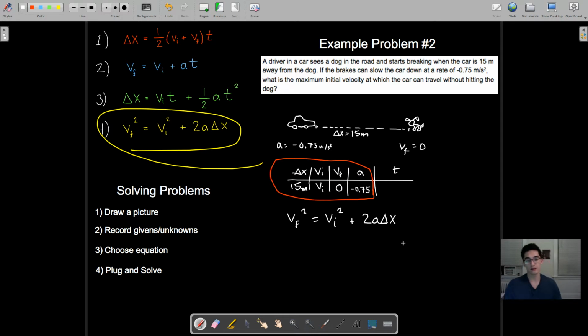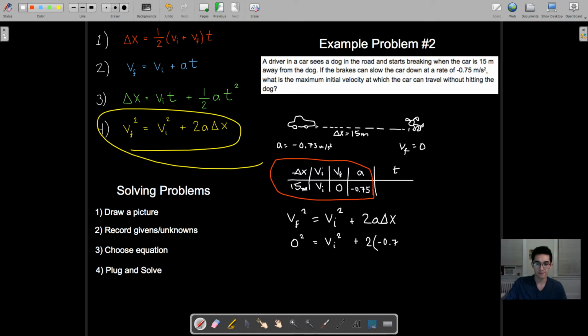Alrighty. And so we have our equation. Now we're just going to go ahead and plug in our values. Final velocity is 0. So we have 0 for final velocity squared is equal to initial velocity. That's what we're solving for, so we're going to leave that variable there as what we're solving for. Plus 2 times the acceleration, negative 0.75.